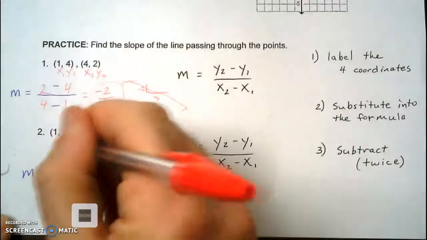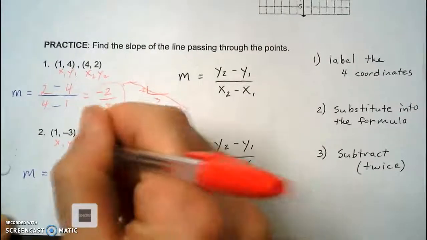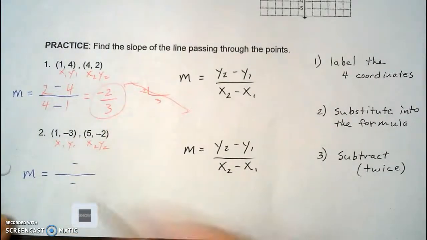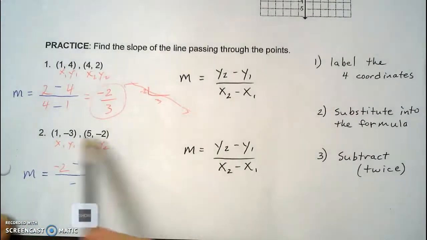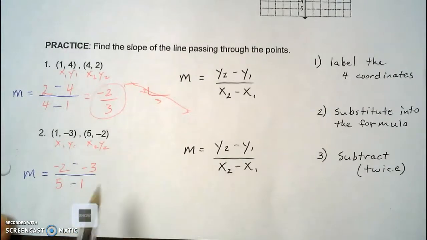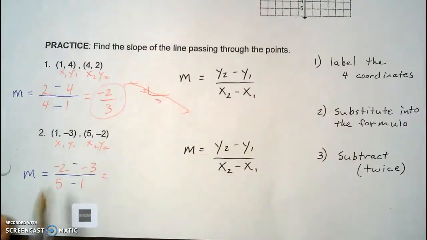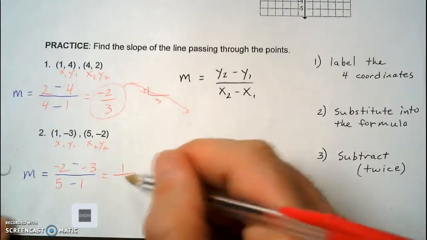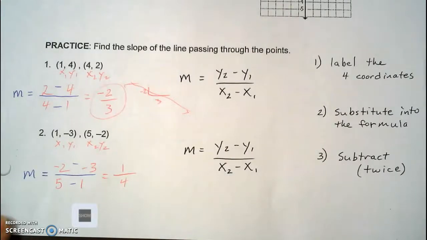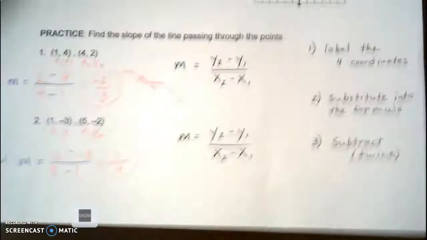Okay, last one. xy, xy, 1, 1, 2, 2. -2 goes there. y2 minus y1, -3 goes there. Down here it's 5 minus 1. x2, I'm just putting them in place like the formula shows me. Subtract, lots of negatives here. Look at this. -2 minus -3. Well, believe it or not, it's 1. And 5 minus 1, well, that hasn't changed. It's just 4.